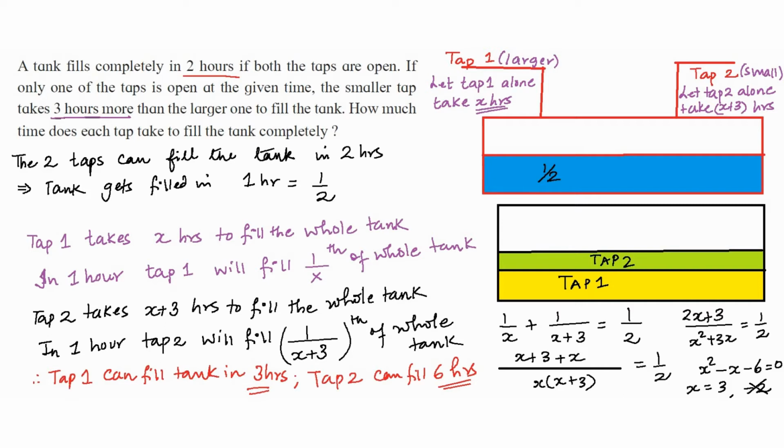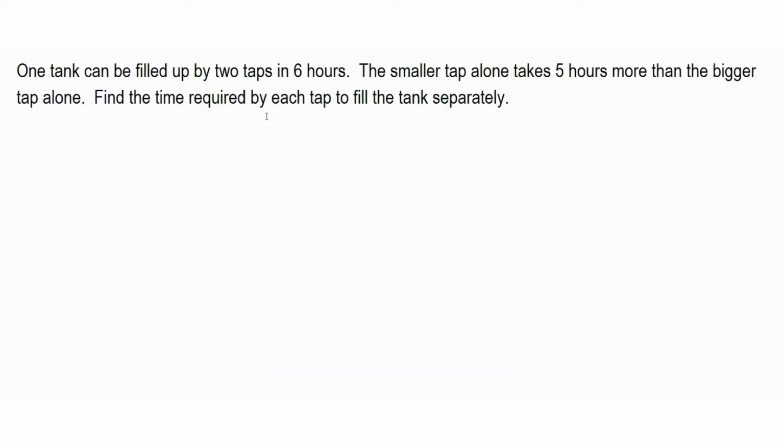Moving on to the next question. Let's take a look at this particular question. One tank can be filled by 2 taps in 6 hours. The smaller tap alone takes 5 hours more than the bigger tap alone. Find the time taken by each tap to fill the tank separately.